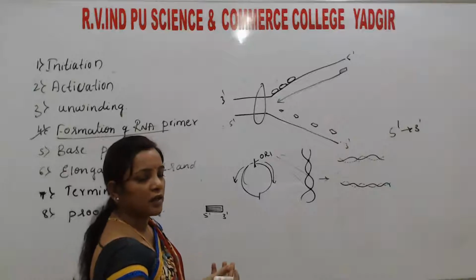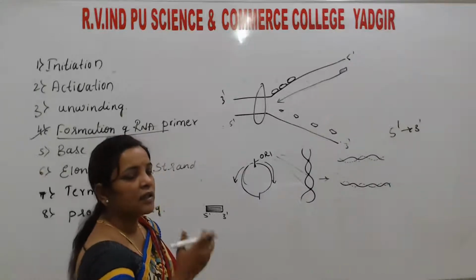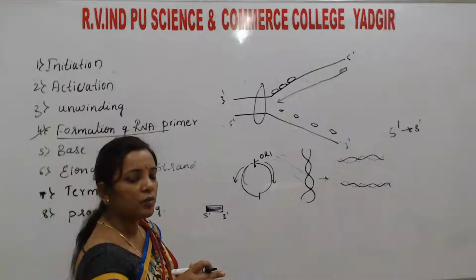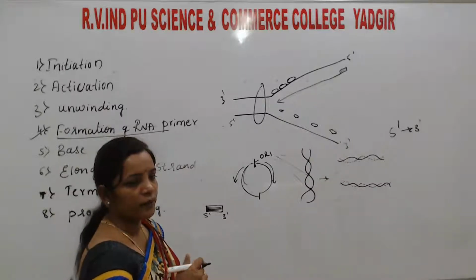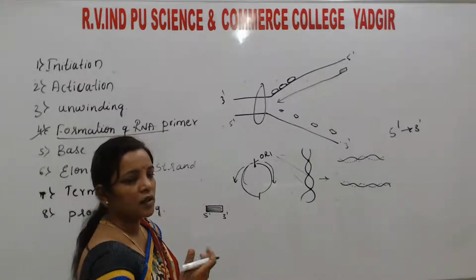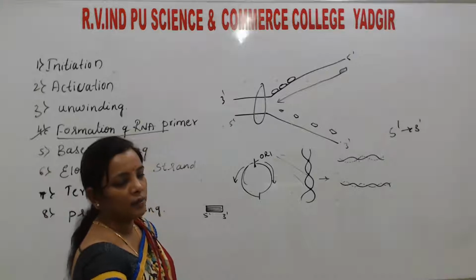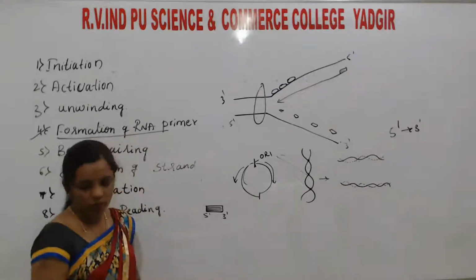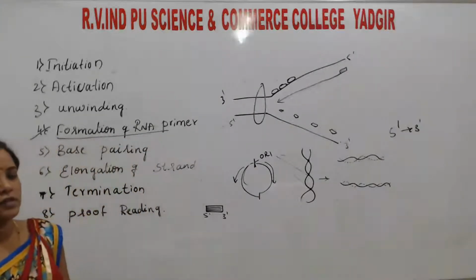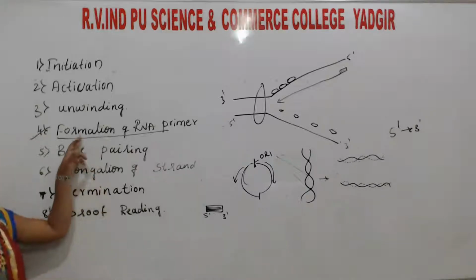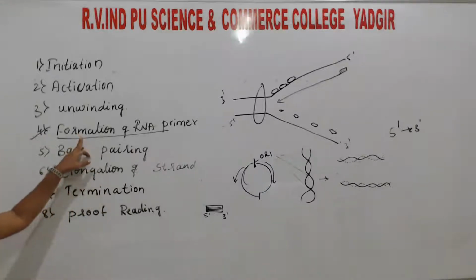Once the new strand is synthesized, that RNA primer should be removed by enzymes. Topoisomerase is there, and we have DNA polymerase enzymes. So we have to look at this, but first, the formation of the RNA primer is also important. Next.